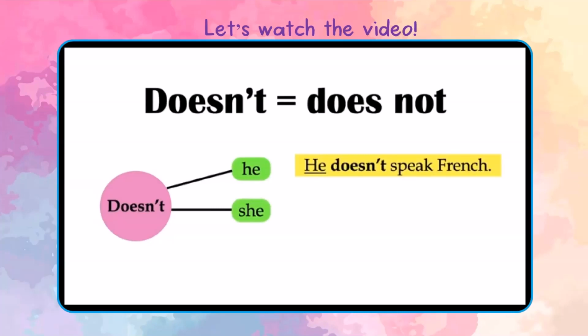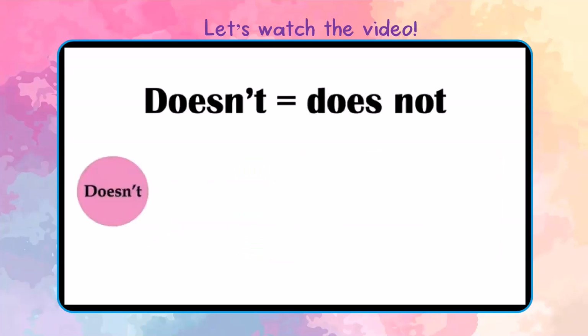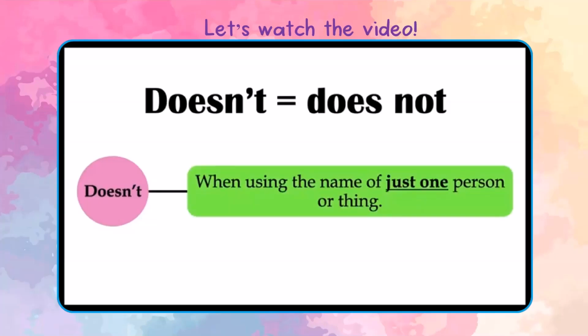It can be used with she. For example, she doesn't like chocolate. And it can be used with it. It doesn't make any sense. It's important to understand that doesn't also has another use. It is used when referring to the name of just one person or thing.